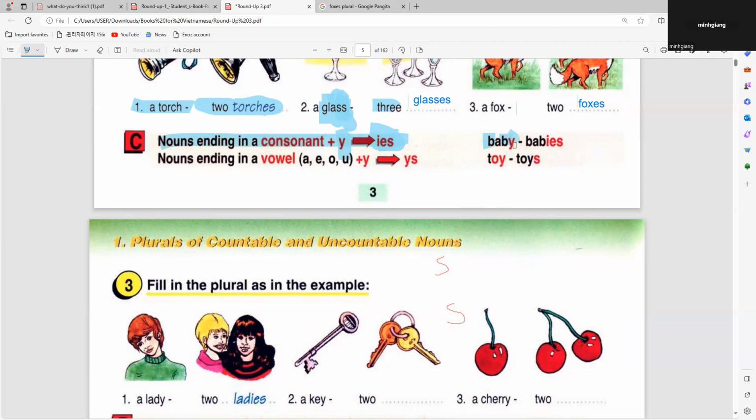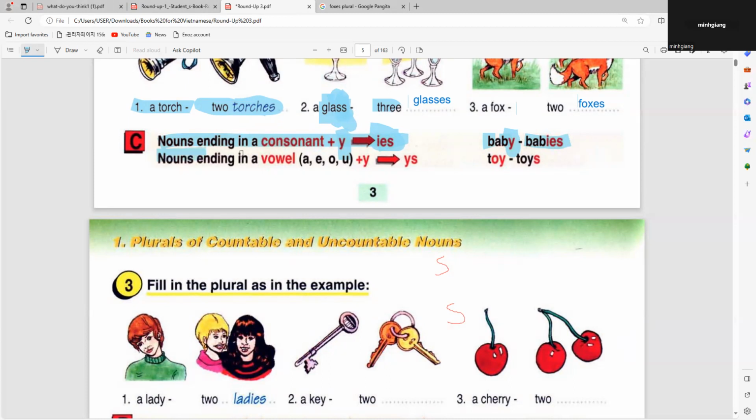So next is letter Y. What will you do if Y is the last letter? You will change it to I and add ES. I-E-S. Very good. So the correct answer is babies. You will change letter Y into I and add ES.